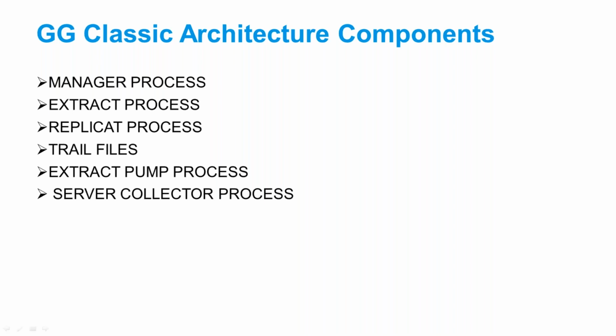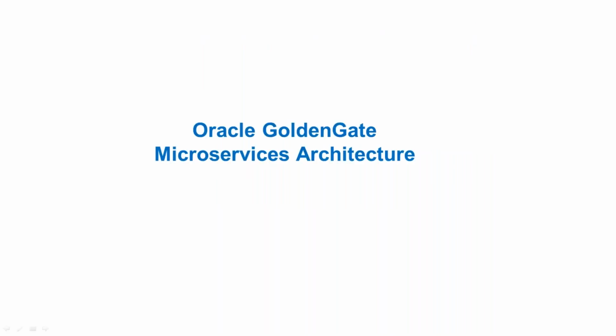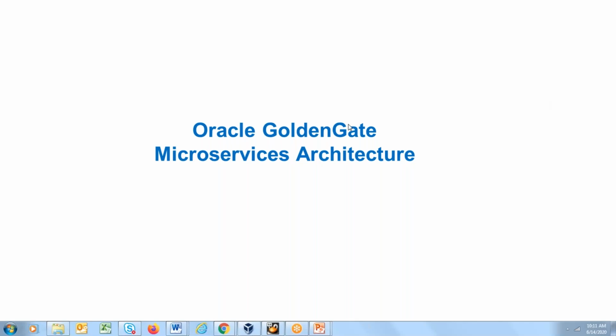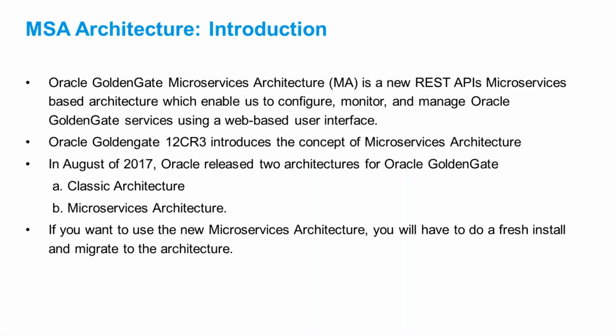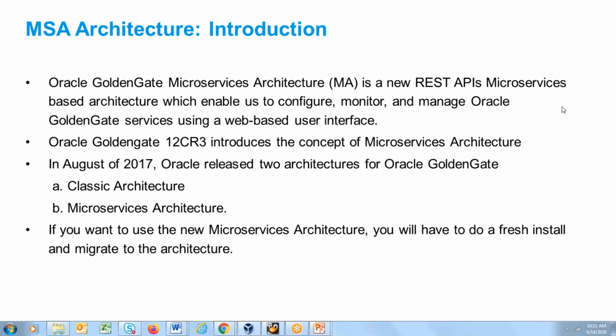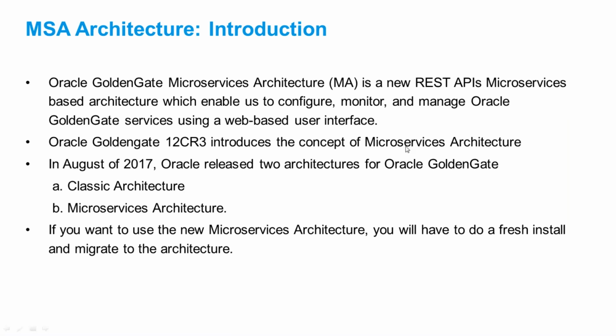Okay, now let us move to microservices architecture. Microservices architecture is a new architecture which has been launched from 2017 onwards. It is GUI based. Oracle GoldenGate microservices is a new REST API based architecture which enables us to configure, monitor, and manage Oracle GoldenGate services using a web-based user interface. You can manage, maintain, troubleshoot, and configure GoldenGate through the GUI.